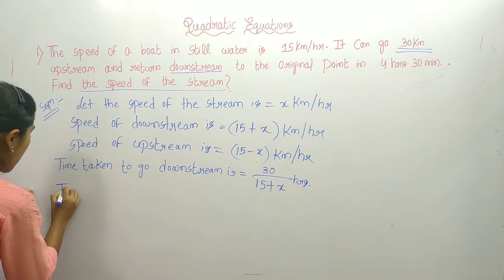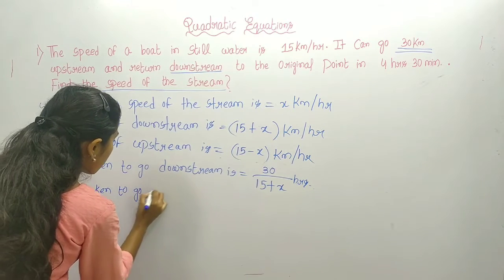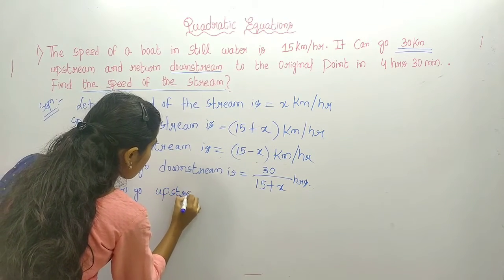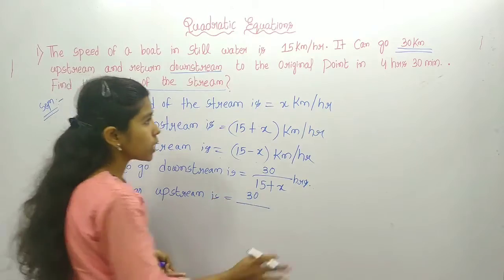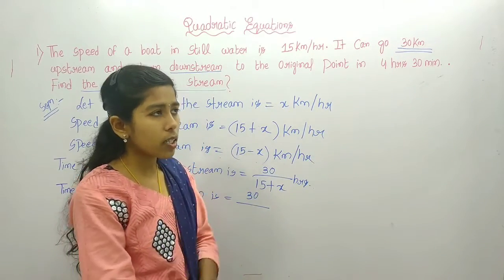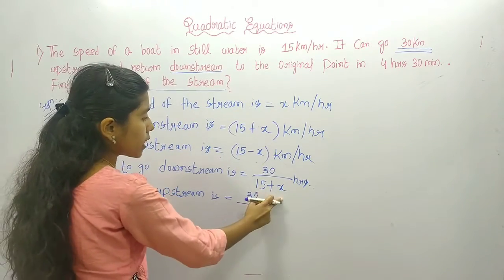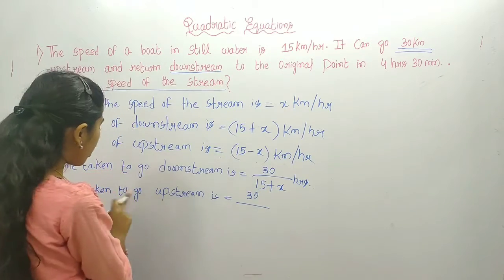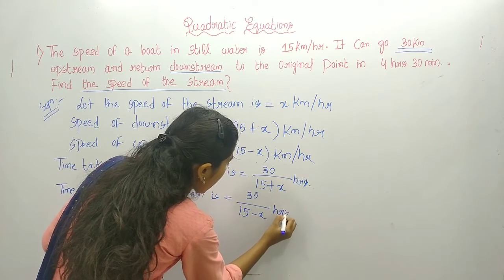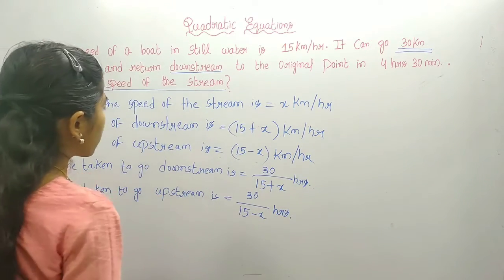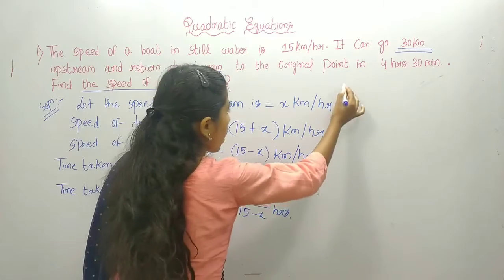Now let's go to upstream. Time taken to go upstream is equal to 30 divided by, same distance, 30 kilometer it will go downward and 30 kilometer to go upward. So distance is as usual 30 kilometer. The speed of upstream is 15 minus x. So 30 divided by 15 minus x hours. Now this is what we got from the question.